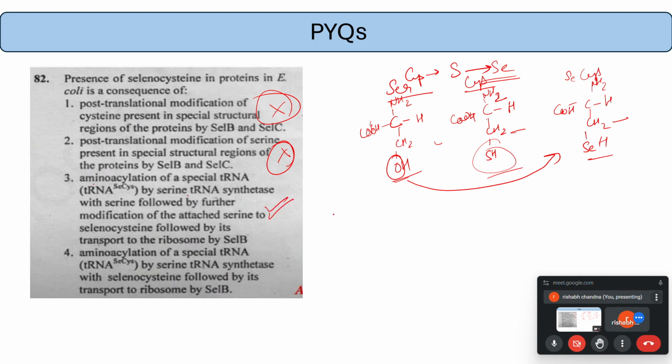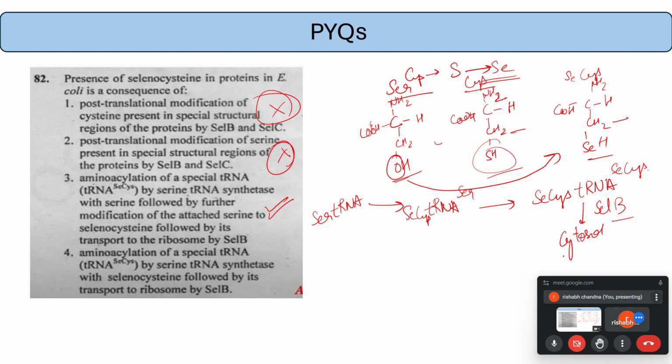So what happens? The serine tRNA synthetase basically loads the tRNA selenocysteine with serine, and here it is modified to selenocysteine, and then it is transported to the cytosol by cell B. Okay, and then aminoacylation of a special tRNA by serine tRNA synthetase with selenocysteine followed by its transport to ribosome by cell B. No, so this is not correct. So option 3 is the correct answer.